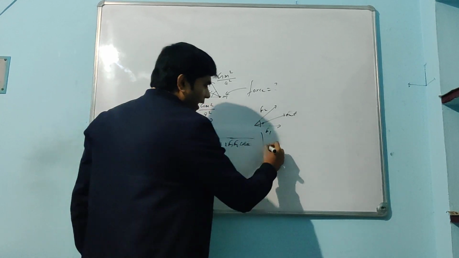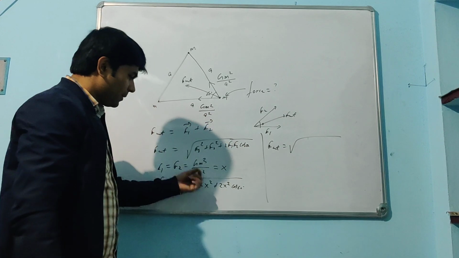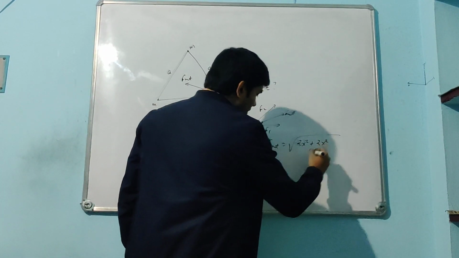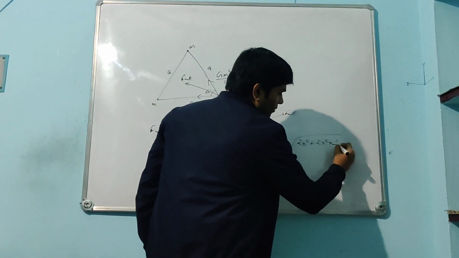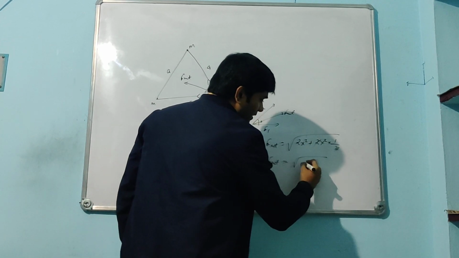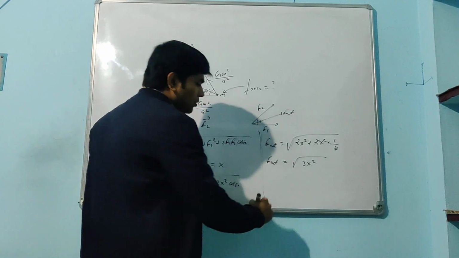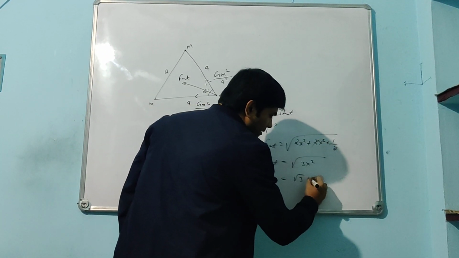So if I find the value of F net, it will become x square plus x square, which is 2x square, plus 2x square cos 60. What is the value of cos 60? 1 by 2. So I will write 1 by 2 here. So F net will be equal to root over 3x square. Right? So can I write that F net will be equal to root 3 x?